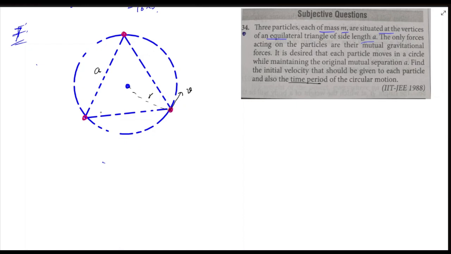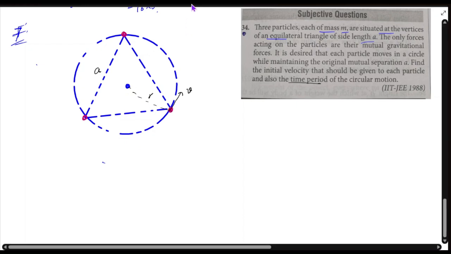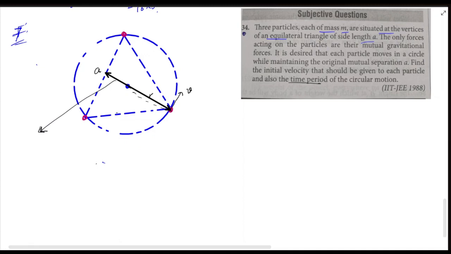Now we must know this whole distance, right? You should remember this always. So this distance is how much? Look, this is a by 2 and this is a. So this distance turns out to be root 3 by 2a. Always remember.